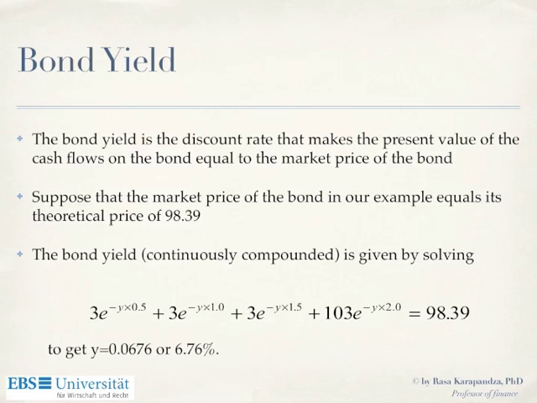Yield to maturity is the rate that, if you use it to discount your bond cash flow, you will obtain exactly the market price. And the market price is the price that you obtain by discounting the bond to the yield curve. So every period you discount with a different rate.